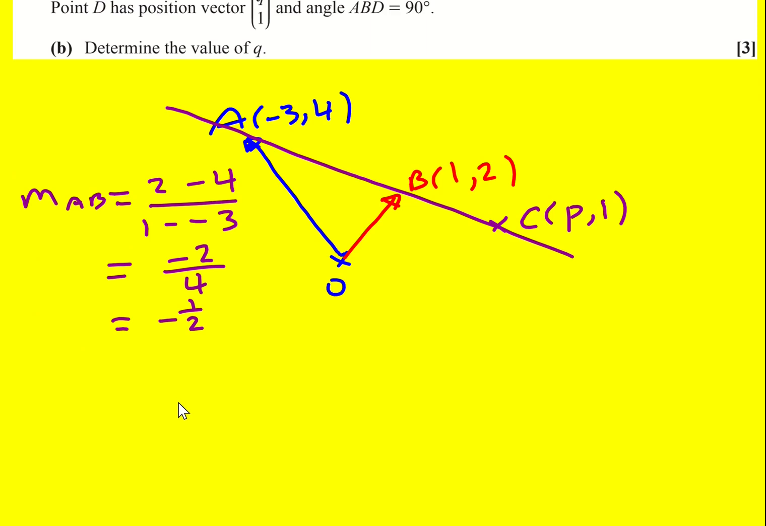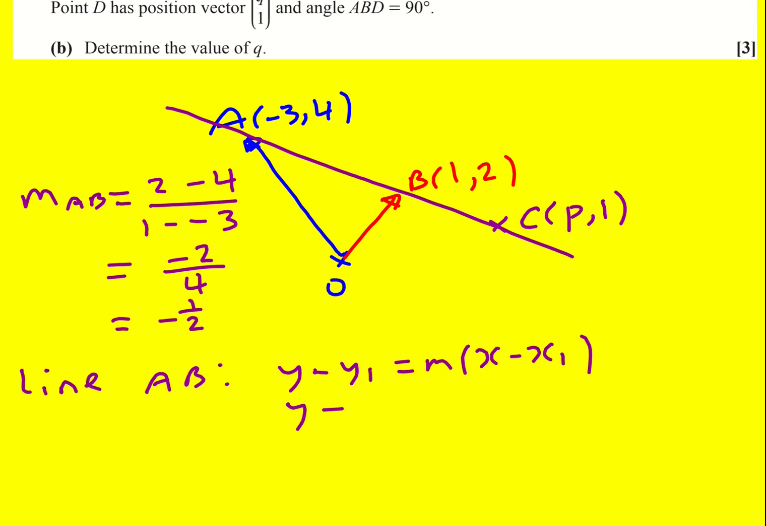So from that, I've got that the line AB is going to be y minus y1 equals m(x minus x1). So I can substitute in either A or B. I'm going to go with B just because the numbers are all positive there. So y minus 2 is equal to minus a half (x minus 1). This is brilliant. This is the equation of my line ABC, in fact.